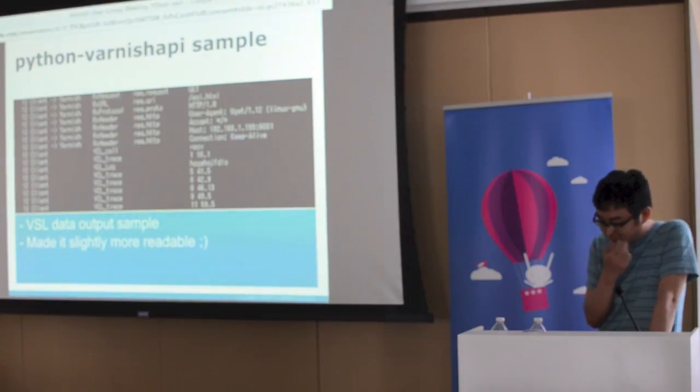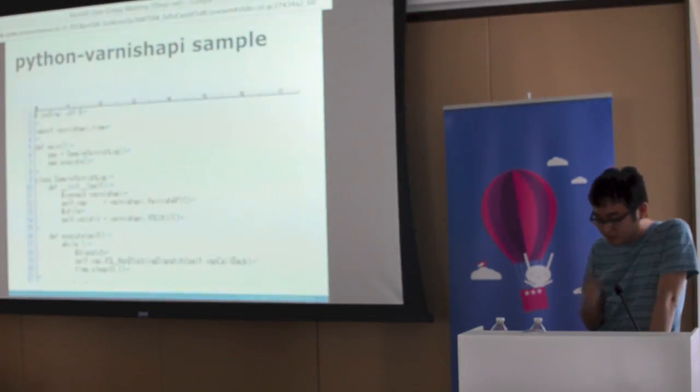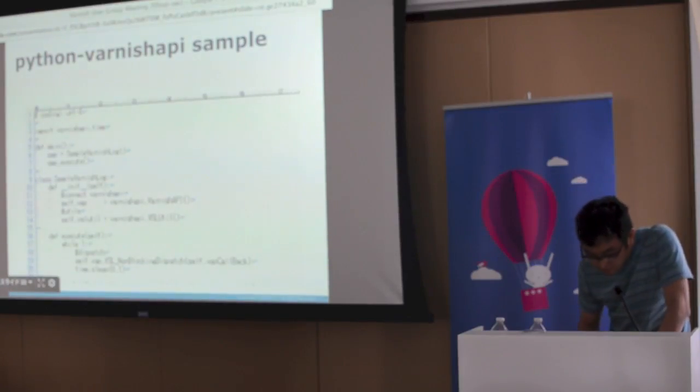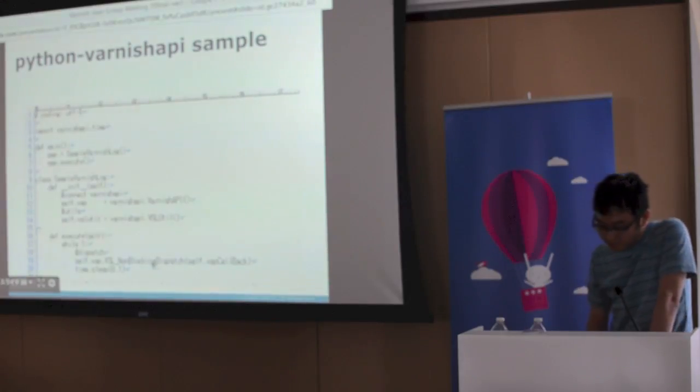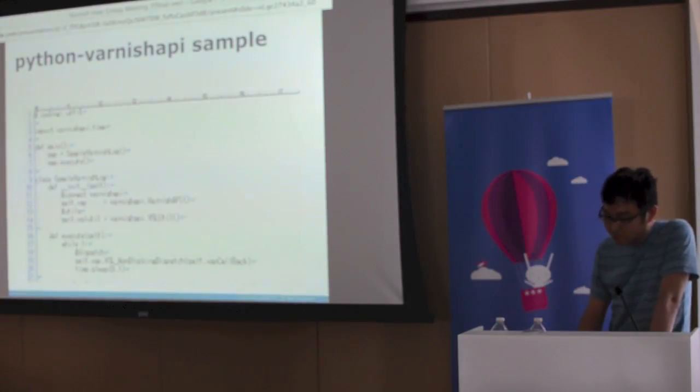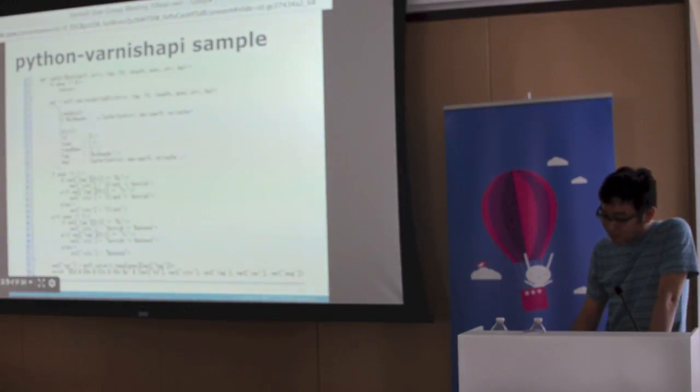This is a sample of VSL data output. I made it slightly more readable. The first part of the code calls the non-blocking dispatch function in Varnish API, and this is part of the callback function. It's simple. Process the data and print it. This program is 56 lines. Very small and simple.